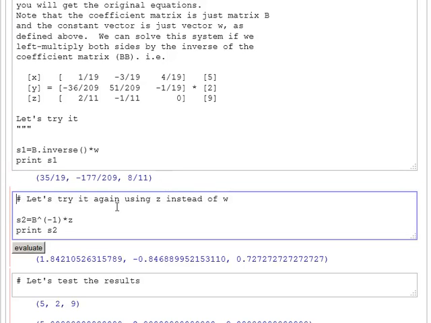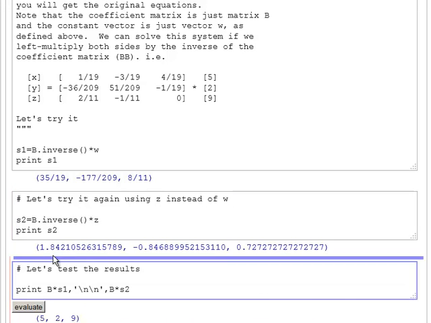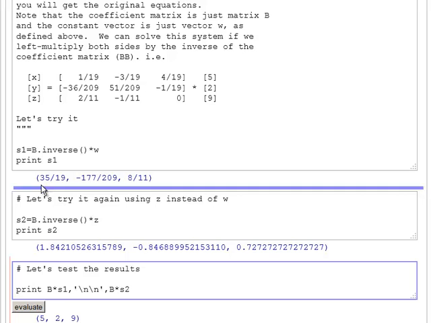Okay. Now, let's try it again, this time using Z instead of W. Remember that I defined Z exactly the same as W, except I put decimals in there, which told it that I want to use real numbers instead of rational numbers or integers. Okay, and so if I do this, let's again change this to the other notation. I actually like that other notation better. So B dot inverse times Z, and sure enough, it comes out. This is the same numbers as these. If you take out a calculator and take 35 over 19, you will get this, and so forth.